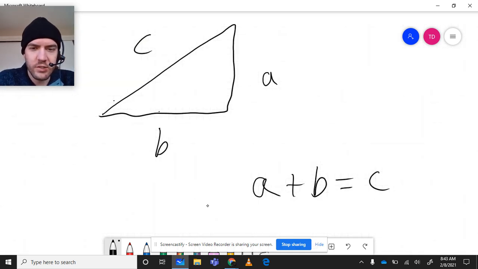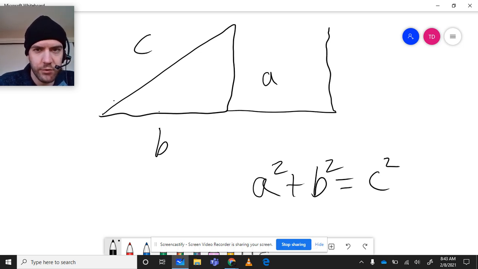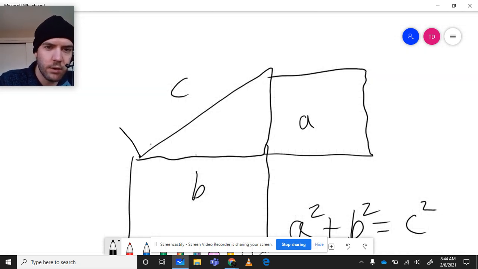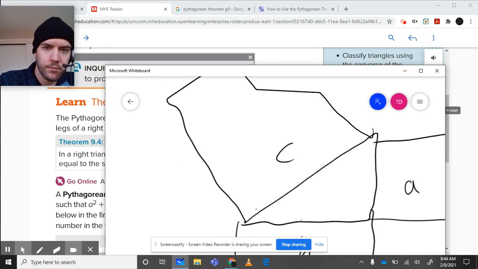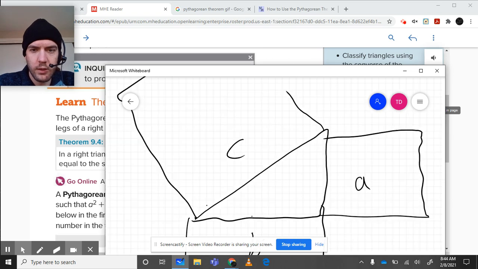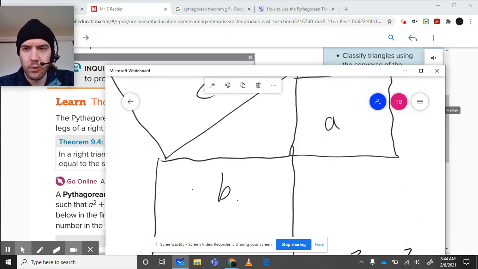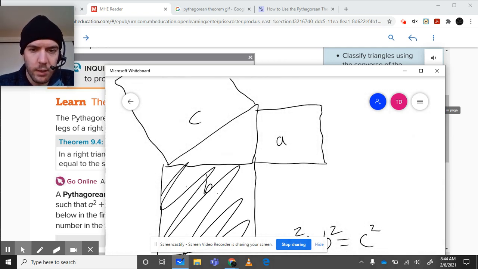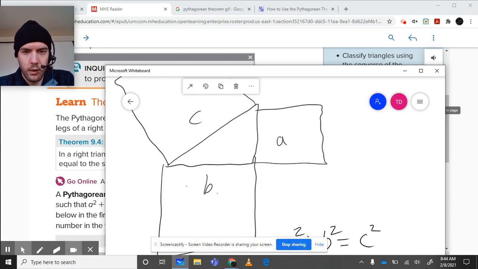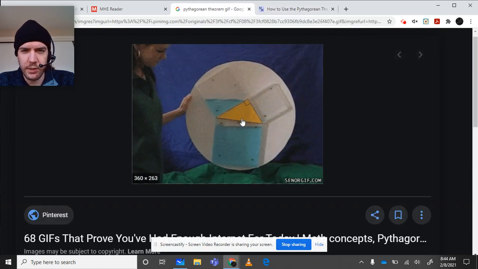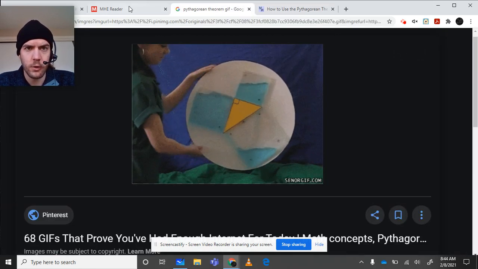However, if we square it, a squared plus b squared equals c squared, if we talk about not the lengths themselves, but the squares off of the sides of those lengths in a right triangle, then we do get a relationship we can describe. And that relationship is that these two smaller areas, the b squared and the a squared, will add up to the larger one. And that's what we're seeing when we're looking at something like this, right? Those two smaller areas add up to the larger one.